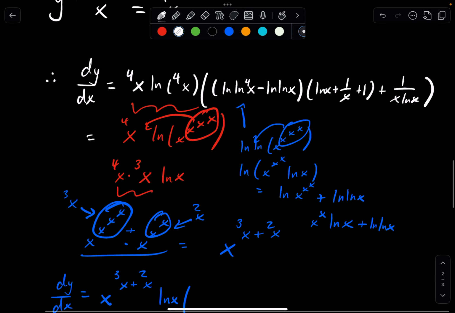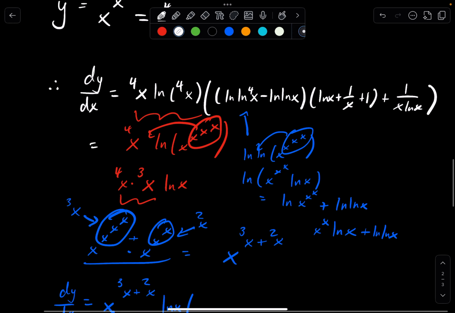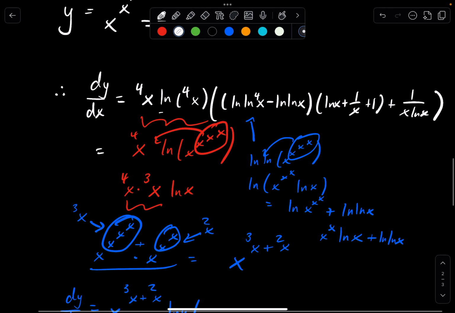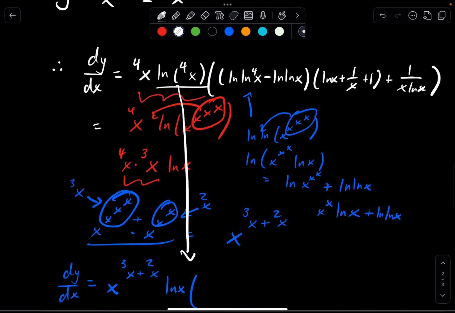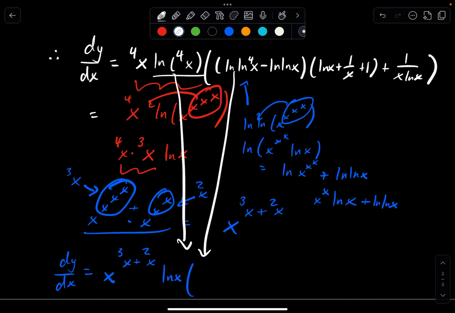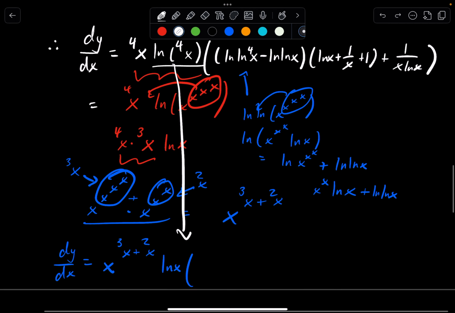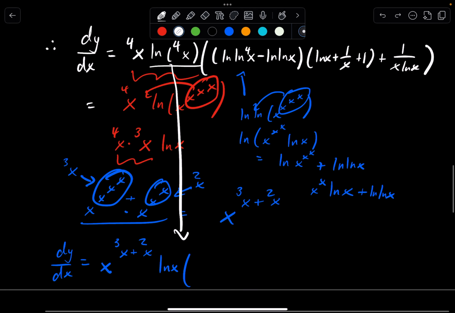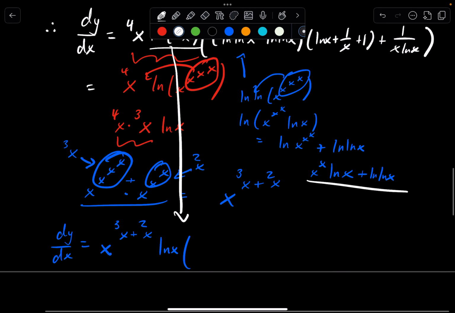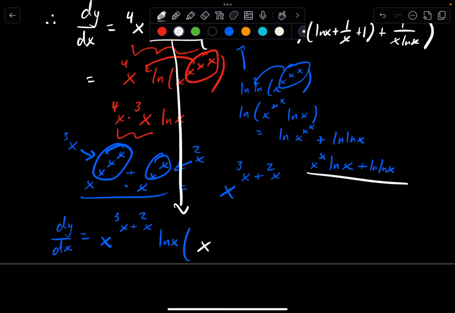Furthermore, we have ln of, what happened here? Wow, so much going on. We got this part done. We wrote this part right here. Then we're just writing this part right here. We have ln of x tetration 4, and we said that's equal to this. So we just have x tetration 2, which is what this is, times ln of x plus ln of x.